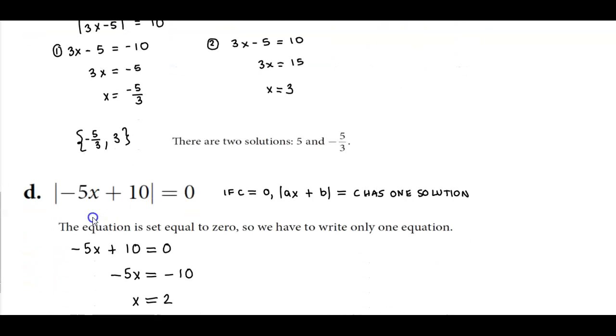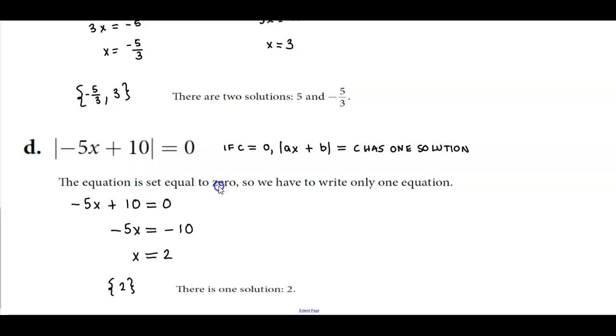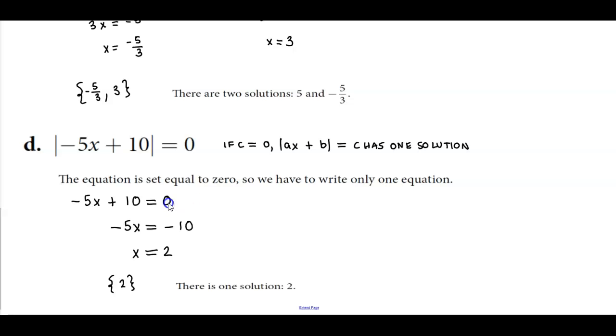Next, we have the absolute value of negative 5x plus 10, which is equal to 0. Now going back to our rules, if c is equal to 0, then we know that this is only going to have one solution. So this equation is set equal to 0, so we have to write only one equation, because 0 can be neither negative nor positive. So we have negative 5x plus 10 equals 0.